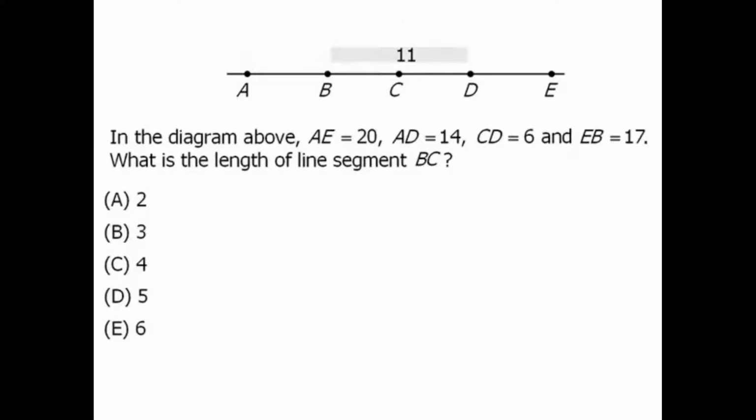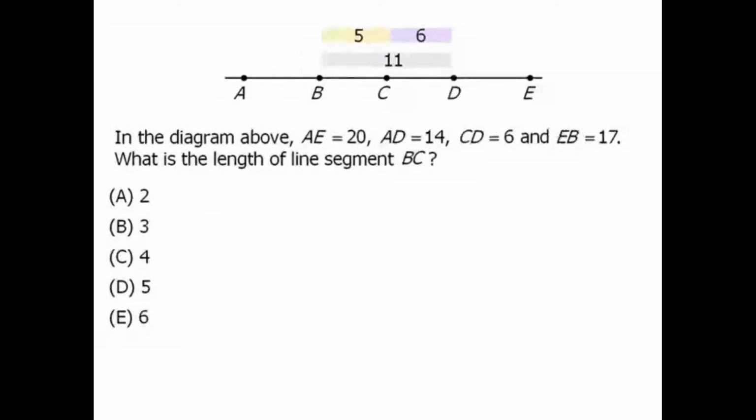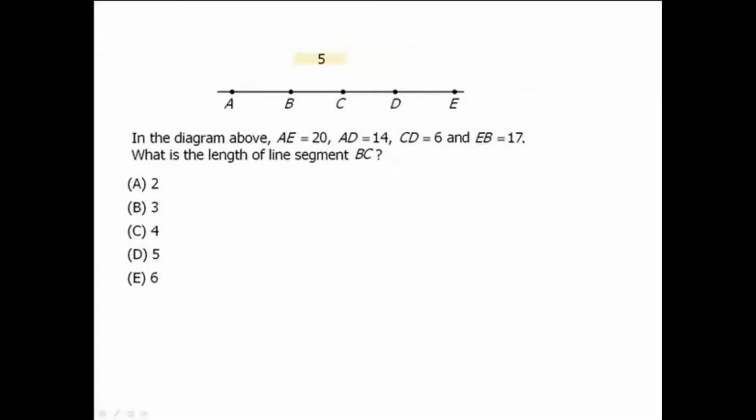And finally, we know that the length of CD is 6. So 6 plus this new yellow length must equal 11. So this yellow length is 5, and that's the length we're looking for. The answer here is D.